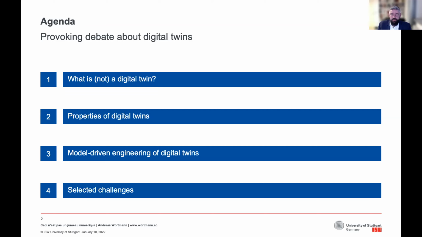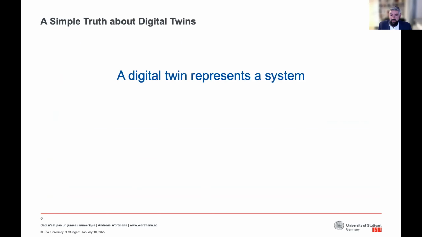I will discuss properties of digital twins that we have learned from a larger literature study where we looked at roughly 1,500 papers on digital twins across all disciplines, so automation engineering, manufacturing, computer science, medicine, construction, agriculture, and whatever. Then I will show you this model-driven development, and then I would like to discuss selected challenges on digital twin engineering with you. So let's start off with a simple sentence.